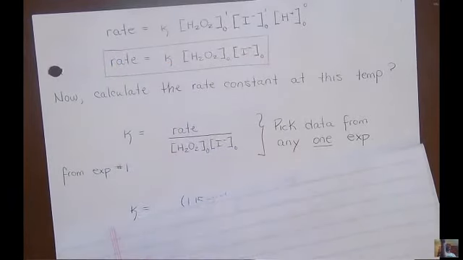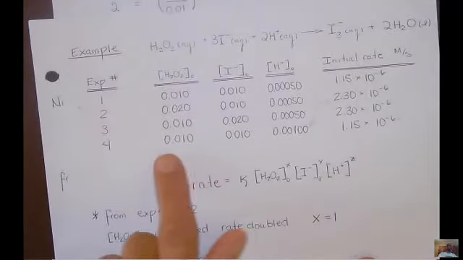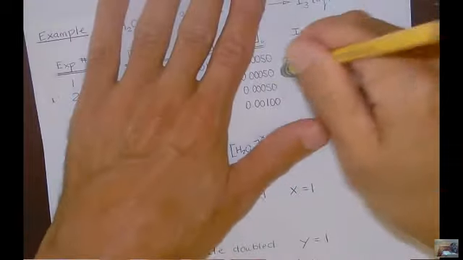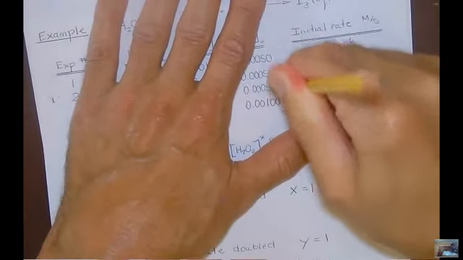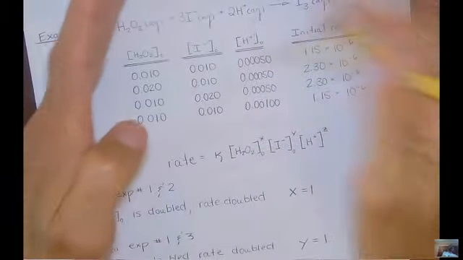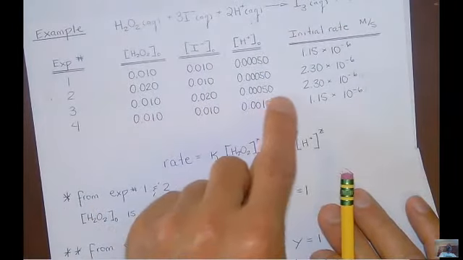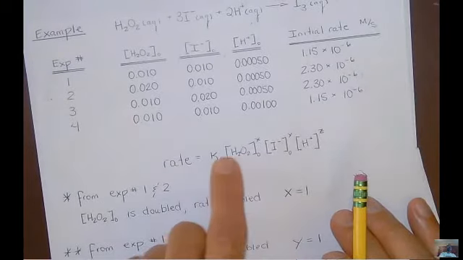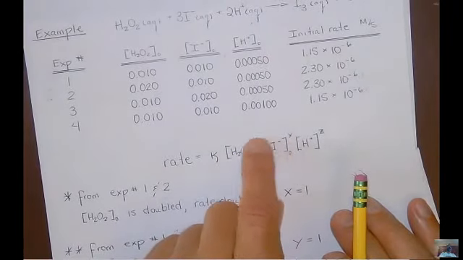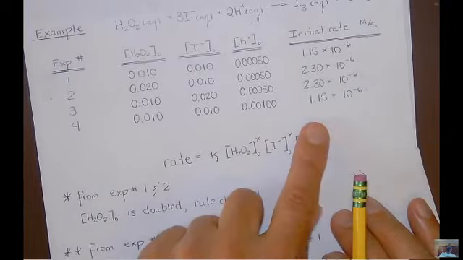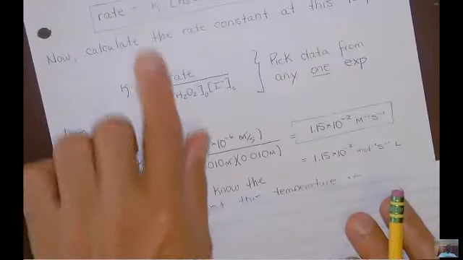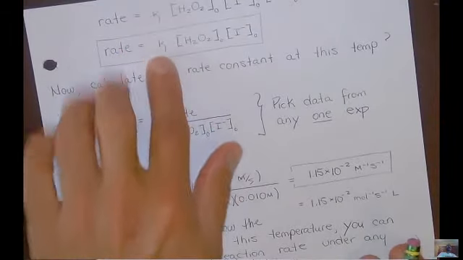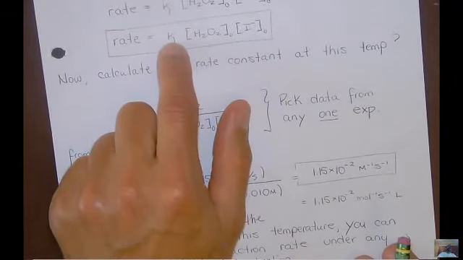So I always pick the first one, okay? But you want to be different? Pick the fourth one. Shouldn't matter. In fact, you'll get exactly the same answer for K no matter which set of data you plug in. Just be consistent. Get the whole row and plug it in to your now new rate law, where this is a 1, this is a 1, and this is a 0, so we leave it out. Okay, so here we go. Okay, I rearrange it and I plug in. Okay, I solve it for K.